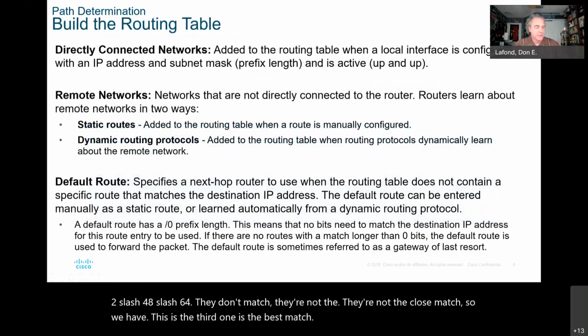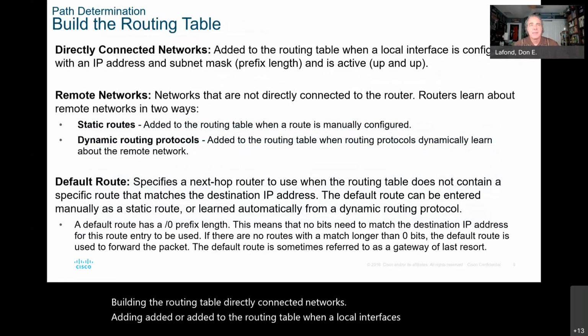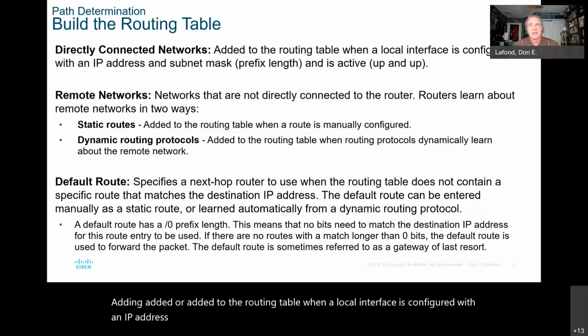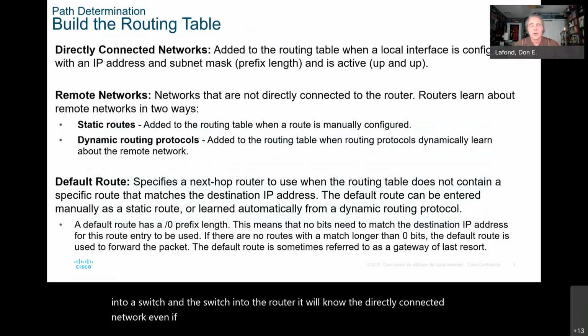Building the routing table. Directly connected networks are added to the routing table when a local interface is configured with an IP address and subnet mask and is active, up and up. So when you plug a host into a switch and then the switch into the router, it will know the directly connected network. Even if you connect a host directly into a PC, which is unlikely, it would still know the network. That's a directly connected network.